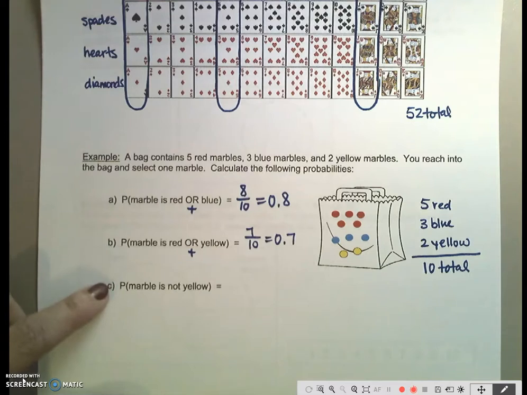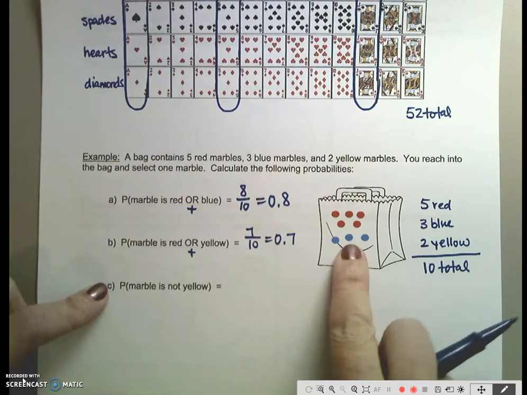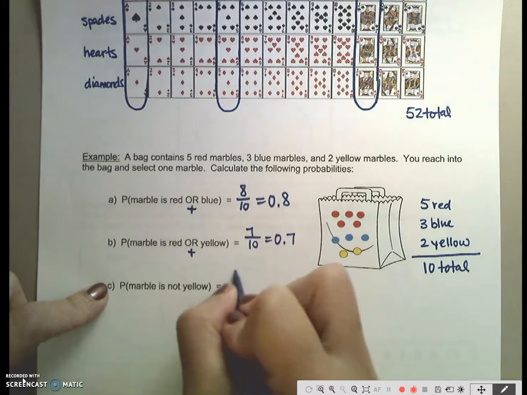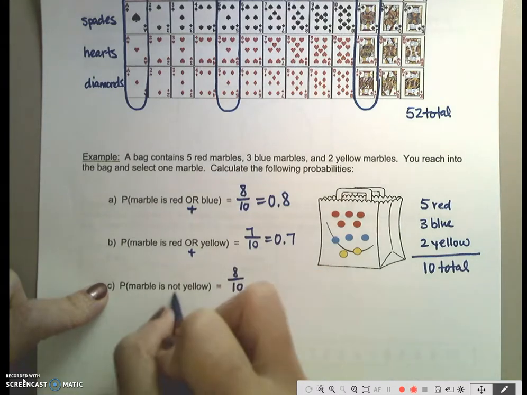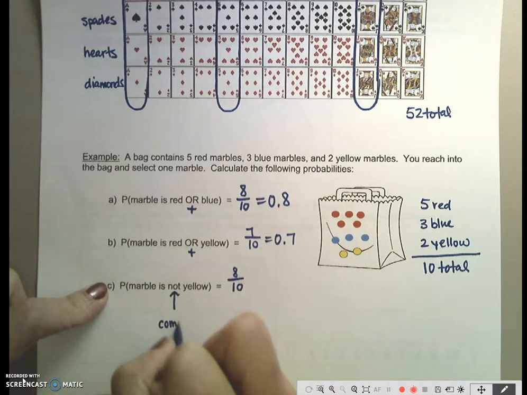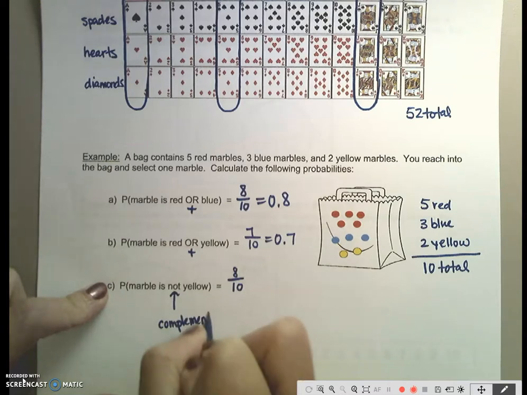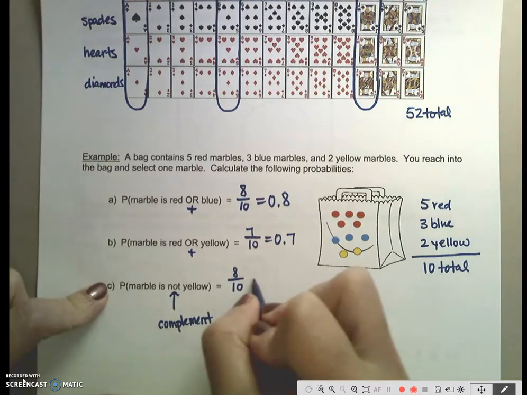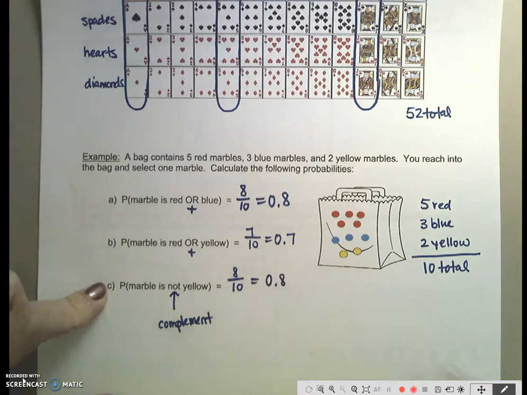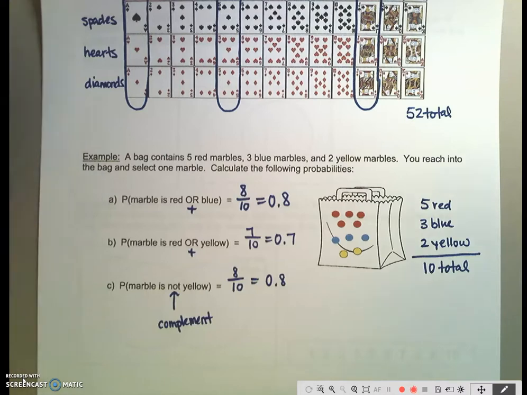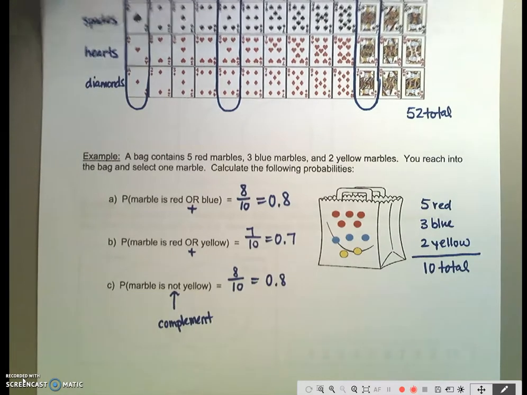How about this one? What's the probability that the marble is not yellow? Not yellow means it's not one of those 2. So 8 out of 10. Now that not, that's actually called the complement, and we're going to formally define that in a little bit, but intuitively you already know how to do a complement. Not yellow means red or blue, right? So actually C is asking the same thing as A, just different wording. So those are all disjoint situations. Okay.